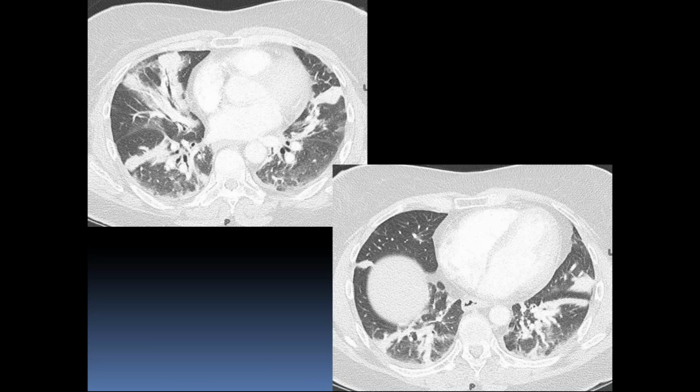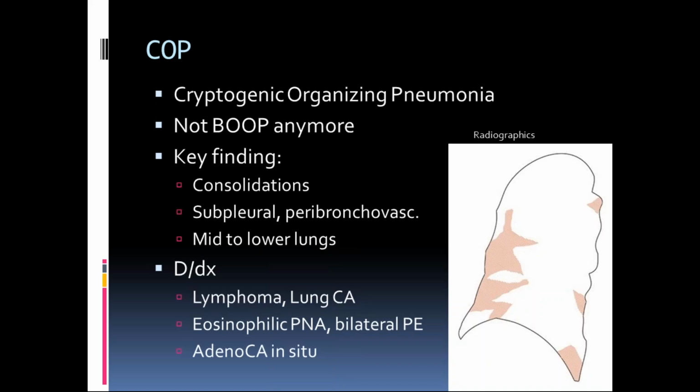So in a patient with this kind of distribution, the history of persistent cough, post-antibiotic therapy, you can start talking about the diagnosis of exclusion called cryptogenic organizing pneumonia. It's not BOOP anymore. I probably will drop that somewhat soon because it's been like 10 years since I've been talking about it. But the key findings in these is exactly what we saw, the consolidations, and they can migrate. You see them in the subpleural areas, the peribronchiovascular distribution, the mid to lower lungs, and look at the differential. These are a lot of things that you don't want to miss.